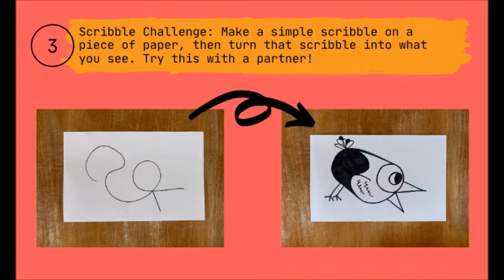This is a really fun activity to do with a partner, or you could do this with your kids too. Take turns drawing scribbles, or each of you make a scribble and then exchange it and turn it into whatever you see.